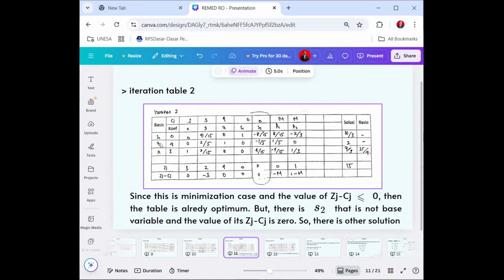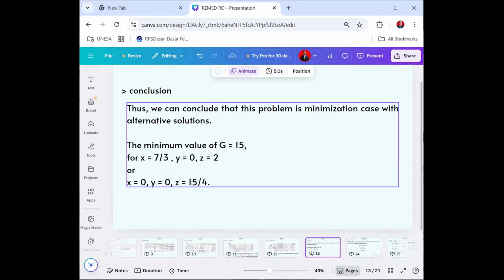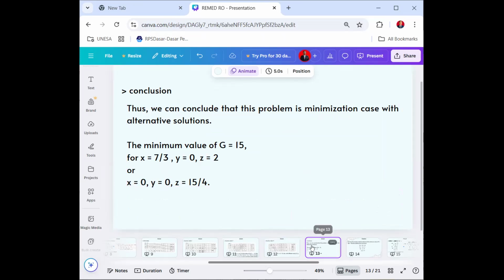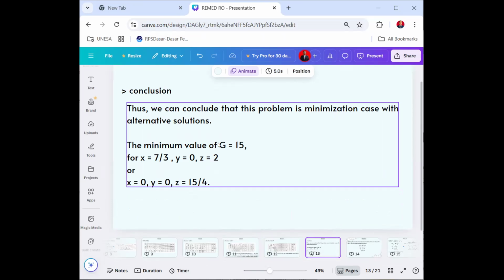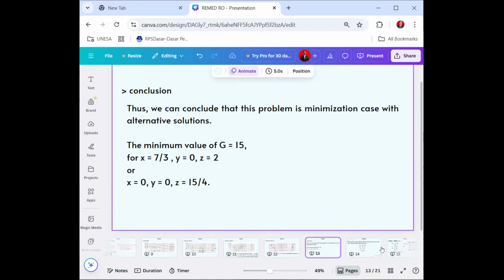The first solution is Z equal to 2, and X is equal to 7/5. But the second solution is X equal to 0, Y equal to 0, and Z equal to 15/4. But the minimum value of G is the same, that is 15. So that's all for question number 2.